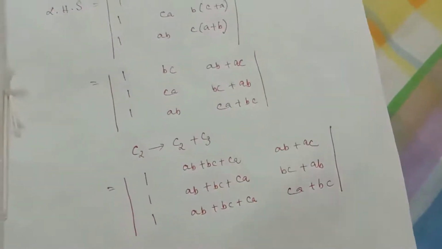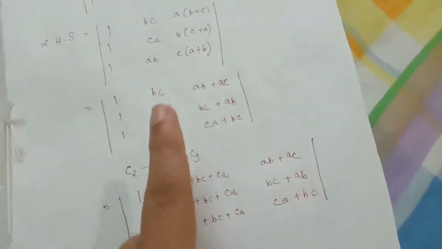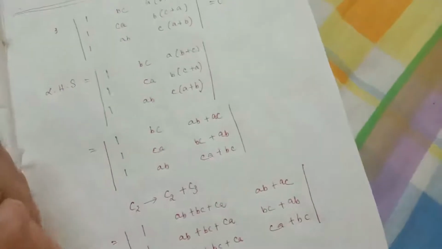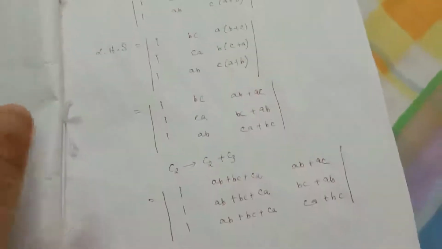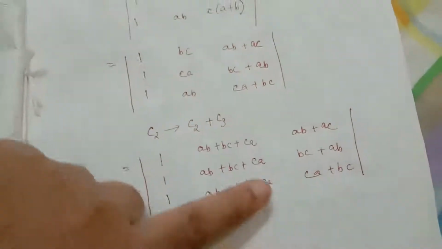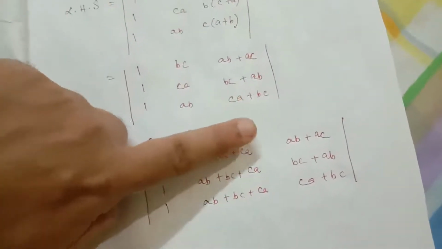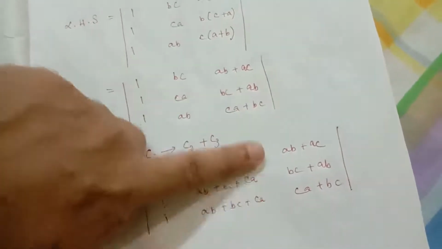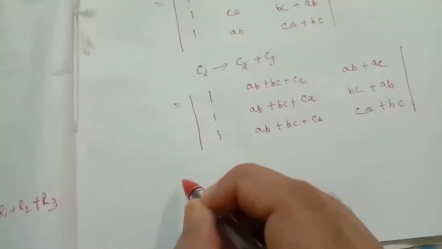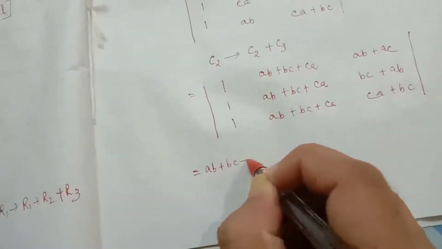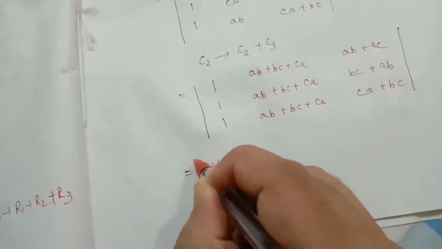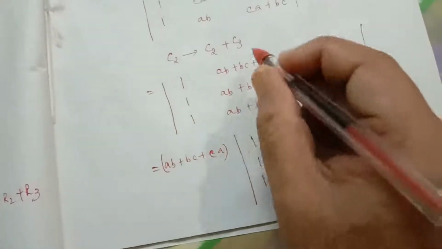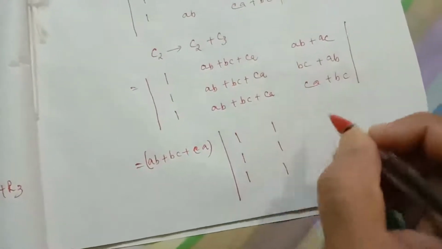So what is our first step? We have added C2 and C3. We can add any two columns, we can subtract a column from another column, whatever is needed. Now each element of second column is same, AB plus BC plus CA, so we can take it common from the second column. Whenever we have to take common, we take it from any row or any column. This will become 1, 1, 1.